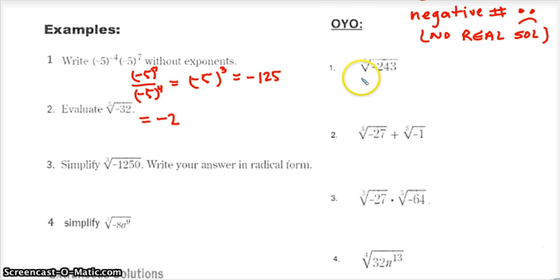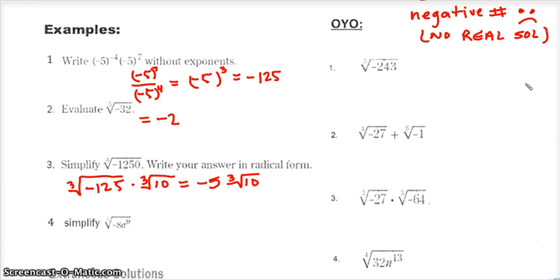In example 3, I'm asked to simplify the 3rd root of -1250. We want to break this down into two factors, one of which I can take the 3rd root of. Let's break this down into the 3rd root of -125 times the 3rd root of 10. I know that the 3rd root of -125 is -5, and I'll leave the 3rd root of 10. There, my answer is simplified. That was easy. Last one, example number 4.